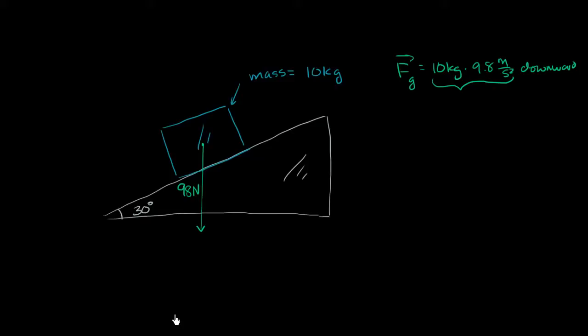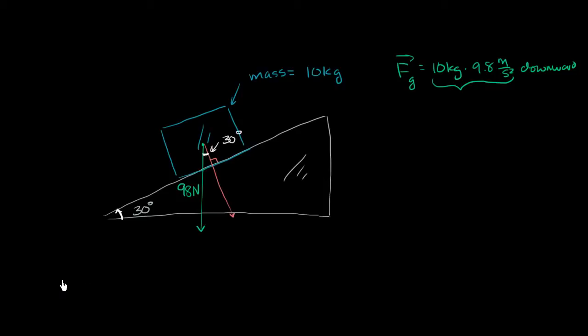Now what we want to do is break this vector up into the components that are perpendicular and parallel to the surface of this ramp. So let's do that. First, let's think about perpendicular to the surface of the ramp. So this right over here is a right angle. And we saw in the last video that whatever angle this is, that is also going to be this angle over here. So this angle over here is also going to be a 30-degree angle.